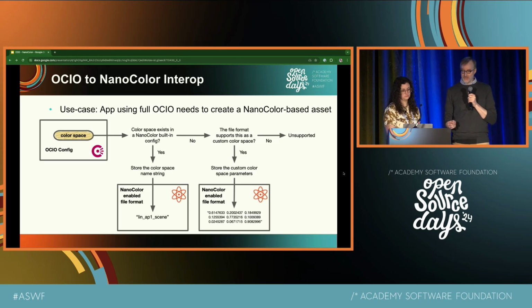Looking at the other interop direction, the use case here is an app using full OCIO needs to create a NanoColor-based asset. So we have a little decision tree here. The first question is: is this color space one that exists in the NanoColor built-in config? If yes, you just store the name string for that. If that's not true, but it is a color space that can be serialized as a custom color space in this particular file format, then the parameters would be included in the file. And if not, if the color space uses 1D LUTs or 3D LUTs, for example, that would be unsupported in NanoColor.